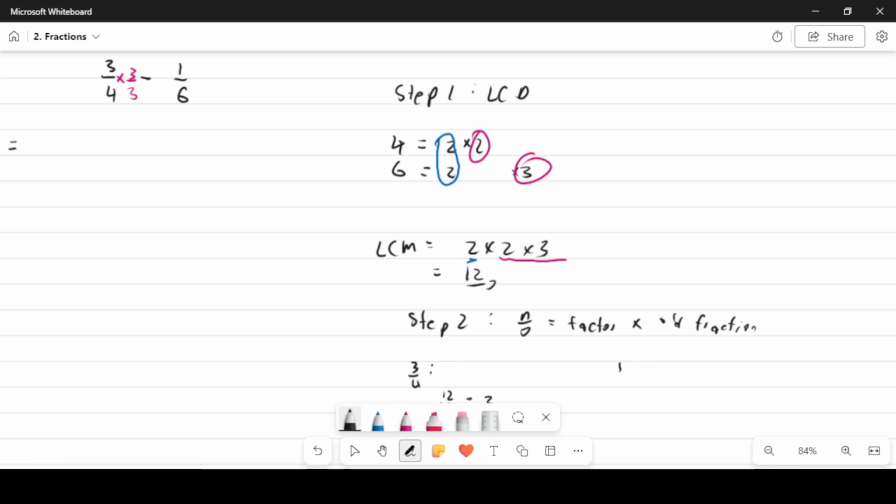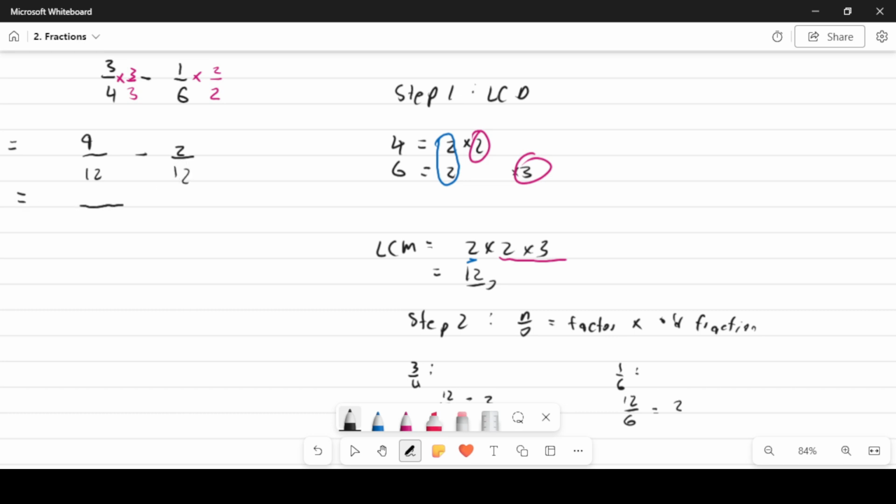For the fraction 1 over 6, I'll take the new denominator, which is 12, over the old denominator, which is 6. 12 over 6 gives you 2. What do you do with this 2? You multiply it by the old fraction. But you do not multiply by only 2, you multiply by 2 over 2. Because we cannot change the question, we have to re-express the question. Now if we expand this, 3 times 3 is 9. 4 times 3 is 12, minus 1 times 2 is 2, and 6 times 2 is 12.